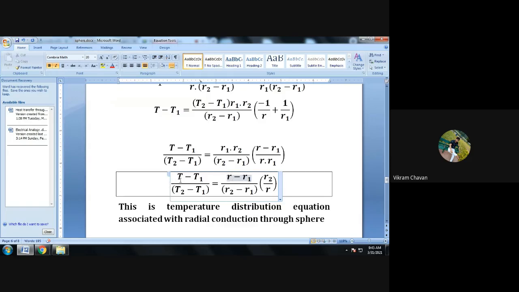By using this equation, we just have to put in the temperatures and the inside and outside radius values, and we can determine the temperature at radius R, which means any radius within that object. So this is the temperature distribution equation associated with radial conduction through a sphere. Is there any doubt or question?